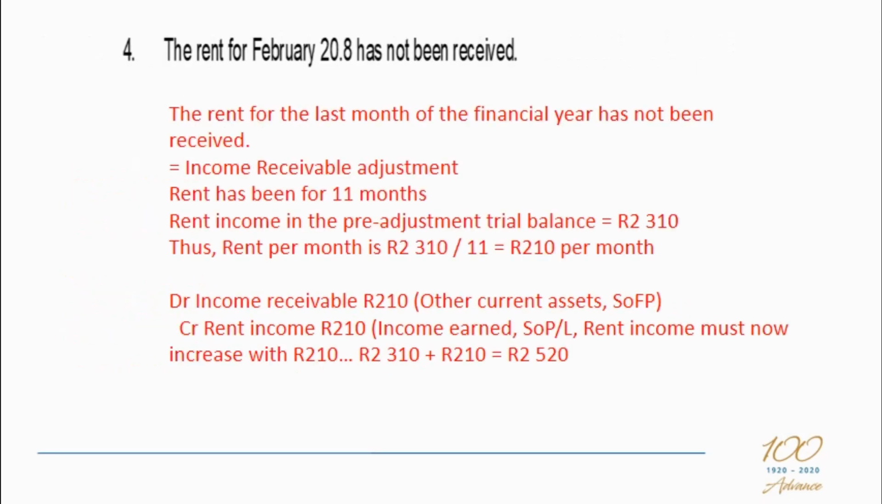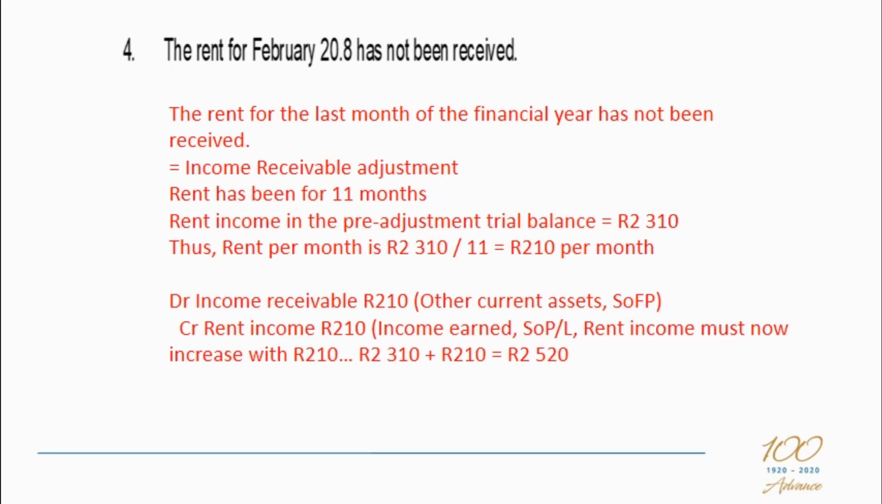At number 4, the rent for February has not been received. Basically, the last month's rent has not been received. So we have an income receivable adjustment. We've received rent for 11 out of the 12 months. The rent income in the pre-adjustment trial balance, 2,310 Rand, represents 11 months' rent income. So what is the rent per month? It is 210 Rand per month.